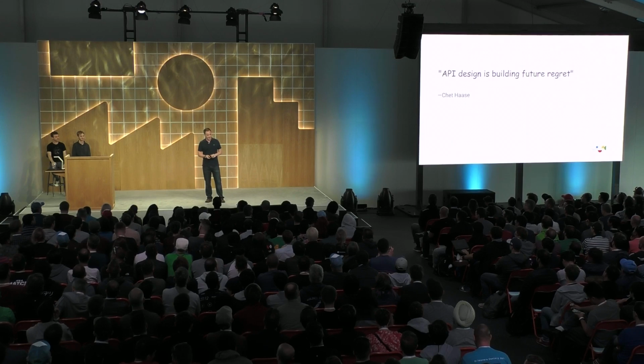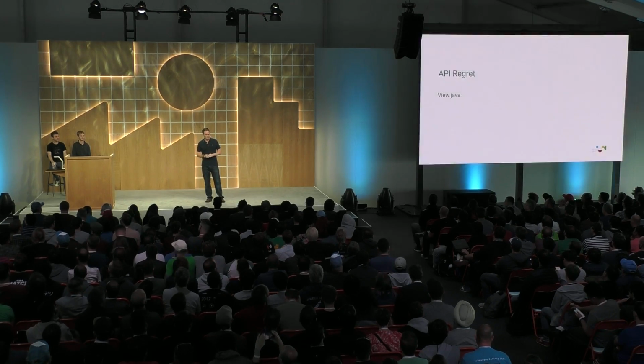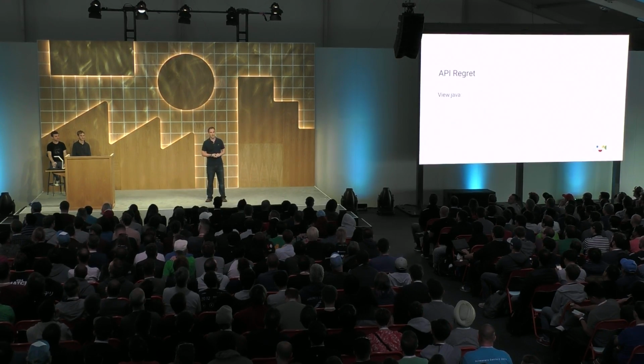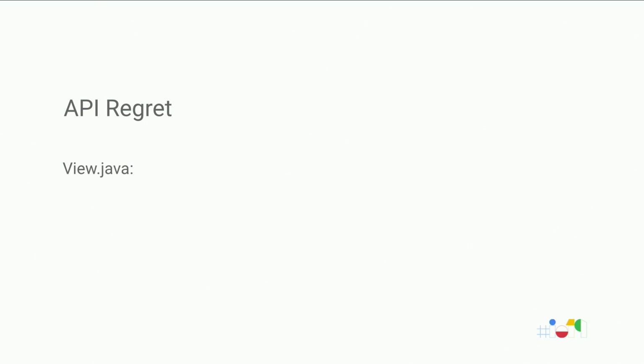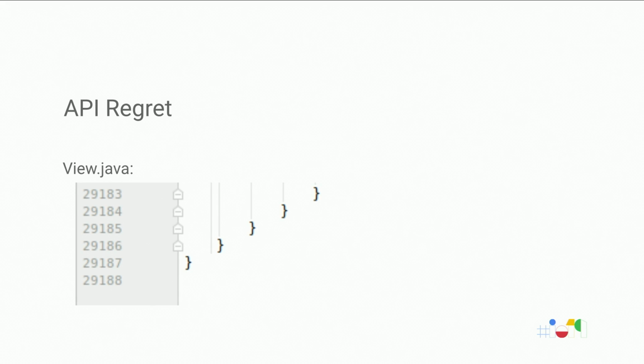Here are some examples. So for instance, View.java, do you know how big it is? I'm sure you have big files in your source code. I'm pretty sure you don't have files as big as this one. So we have almost 30,000 lines of code in View.java.